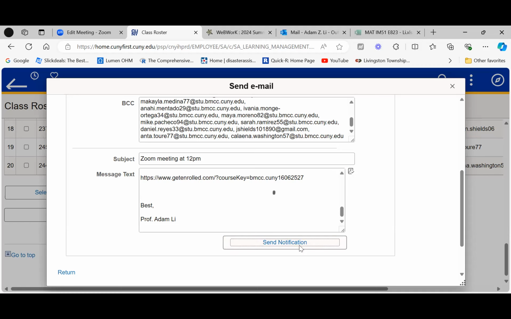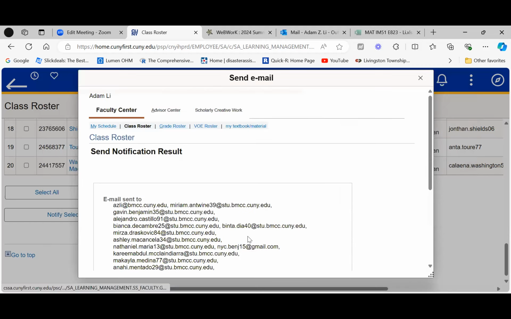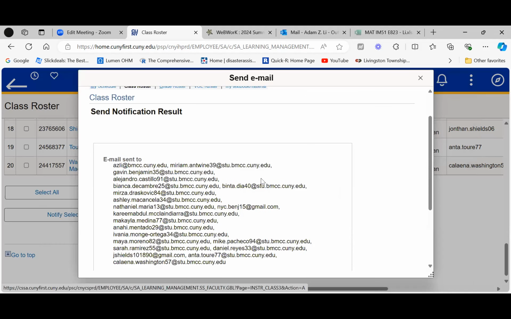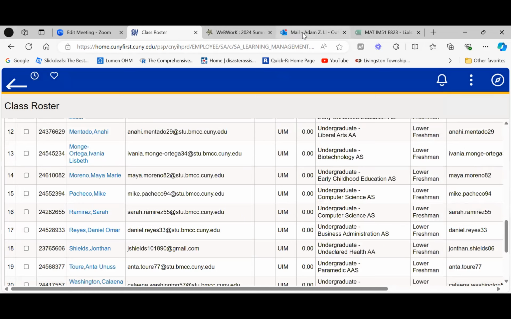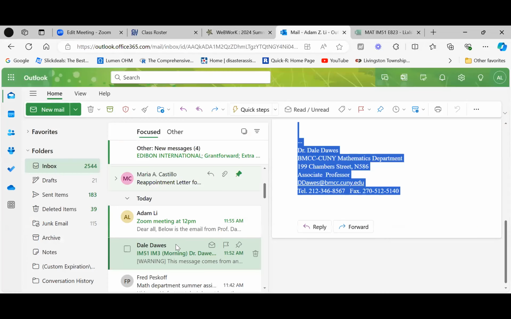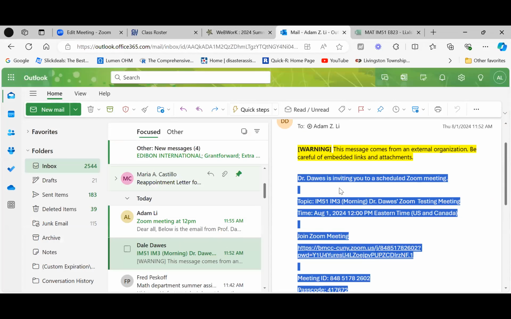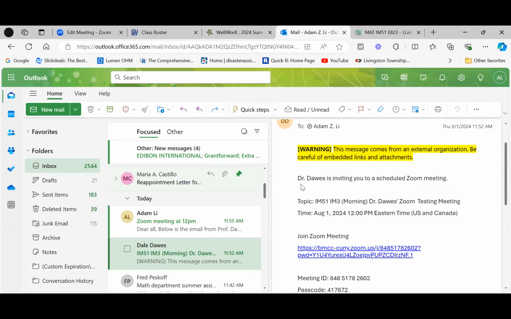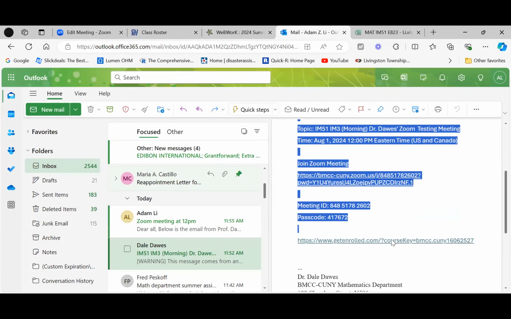Okay, so I'm sending the notification right now. Check the email, right? Most of you are still using the BMCC email, and I see most of you also copied personal emails. But let me know if you didn't receive it. I can also post this information in our Brightspace course. That probably will help too, so I'm going to do that right now.